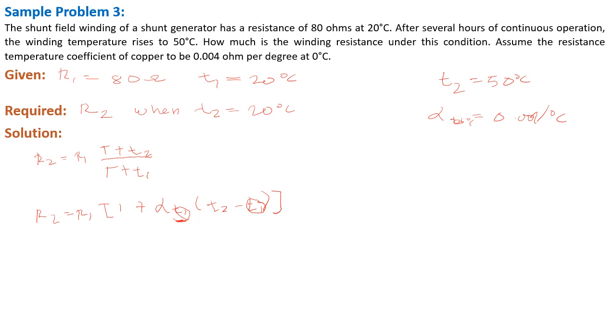Okay? So if we have our R1, we have our R1 which is 80 ohms, our T1 which is 20 degrees Celsius. But our alpha is not at 20 degrees Celsius. It is at 0 degrees Celsius. So it is not compatible here, because this number right here is 20 degrees Celsius. Your alpha should also be at 20 degrees Celsius, but you're given alpha at 0 degrees Celsius. So there's quite a catch, right?